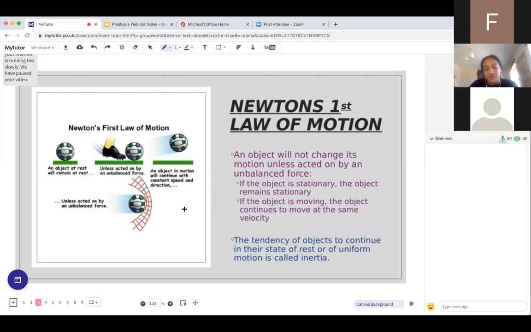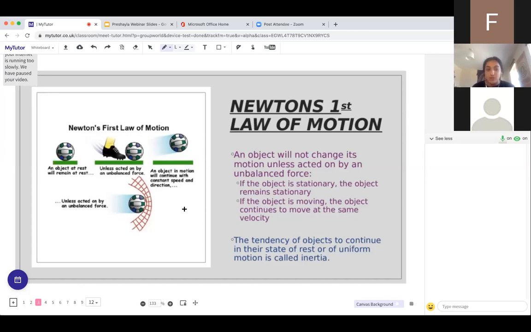If an object is stationary, it remains stationary until it's acted on by an unbalanced force. What that means is, basically, if we hit it, if we kick it, if we cause any sort of motion, if we put any sort of force on it, then that's an unbalanced force. So we move the object out of its stationary balanced position and we put a force on it so that it moves.